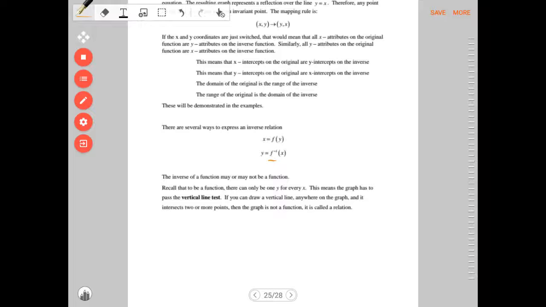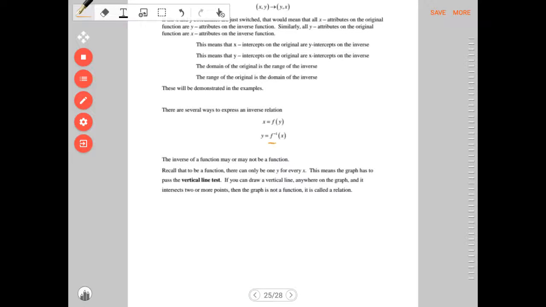The inverse of a function may or may not be a function. Recall that to be a function there can only be one y for every x. This means the graph has to pass the vertical line test. Wow, this was way back in grade 10. If you draw a vertical line anywhere on the graph and it intersects two or more points, then the graph is not a function, it's called a relation.